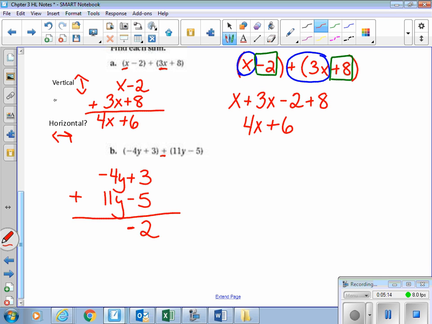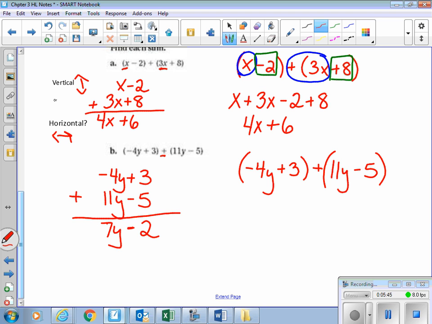Negative 4y plus 11y, again, I'm adding different signs, so I'm really subtracting. 11 minus 4 is 7y. Take the sign of the higher absolute value, which would be that 11, making it a positive 7. So we have 7y minus 2. If you want to do it horizontally, I'm going to rewrite it again over here. Negative 4y plus 3 plus 11y minus 5.